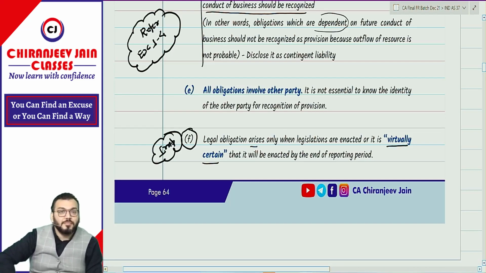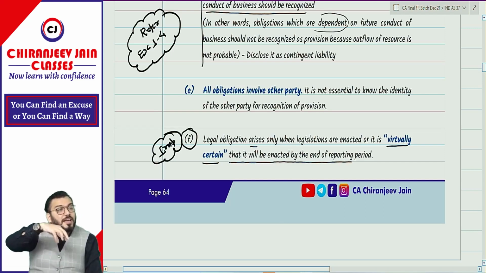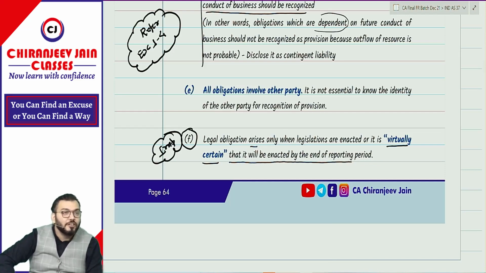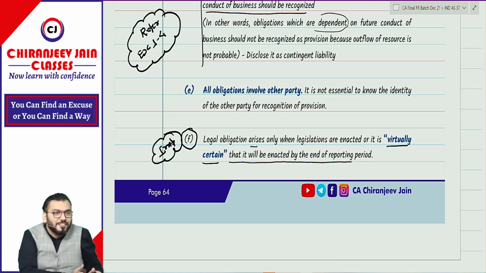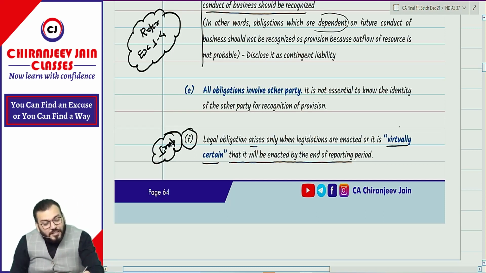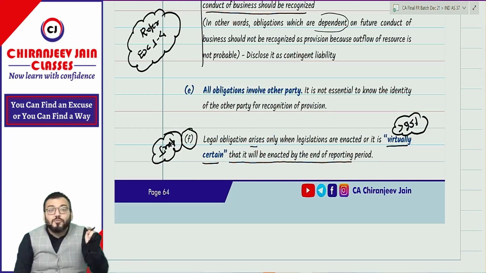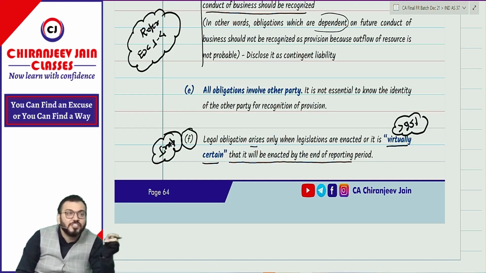that it will be enacted by the end of the reporting period. Meaning, by the end of the reporting period it was virtually certain that it will be enacted. What is the meaning of virtually certain? Virtually certain means not 100% certain, but 95% certain. In percentage form, when I say probable, chances are more than 50%. When I say virtually certain, chances are more than 95%. When we say certain, it is 100% certain.